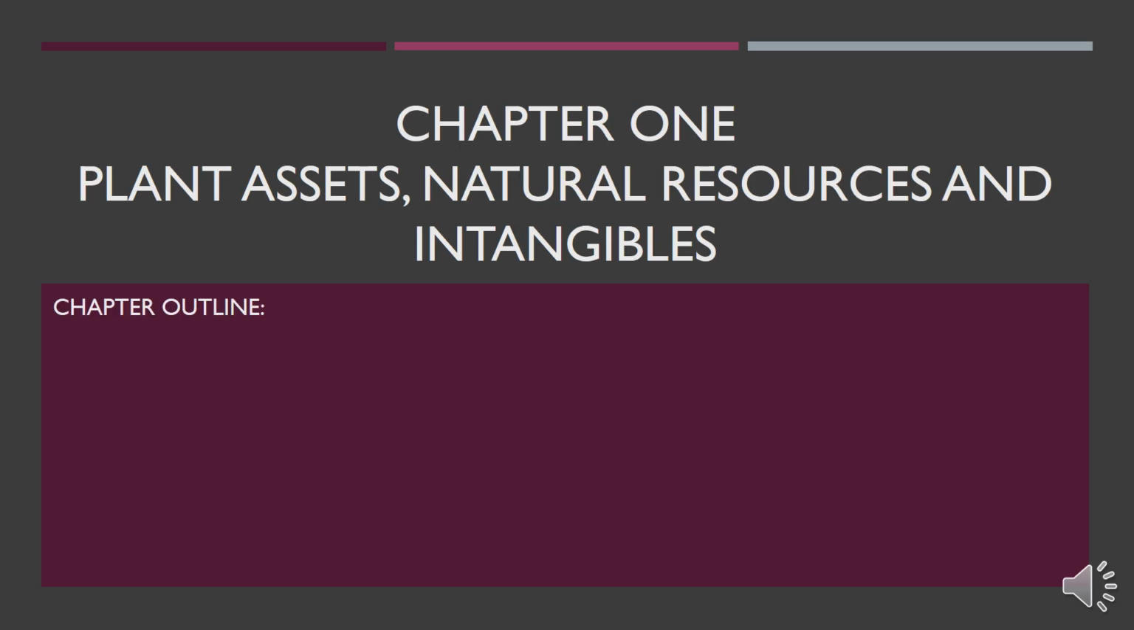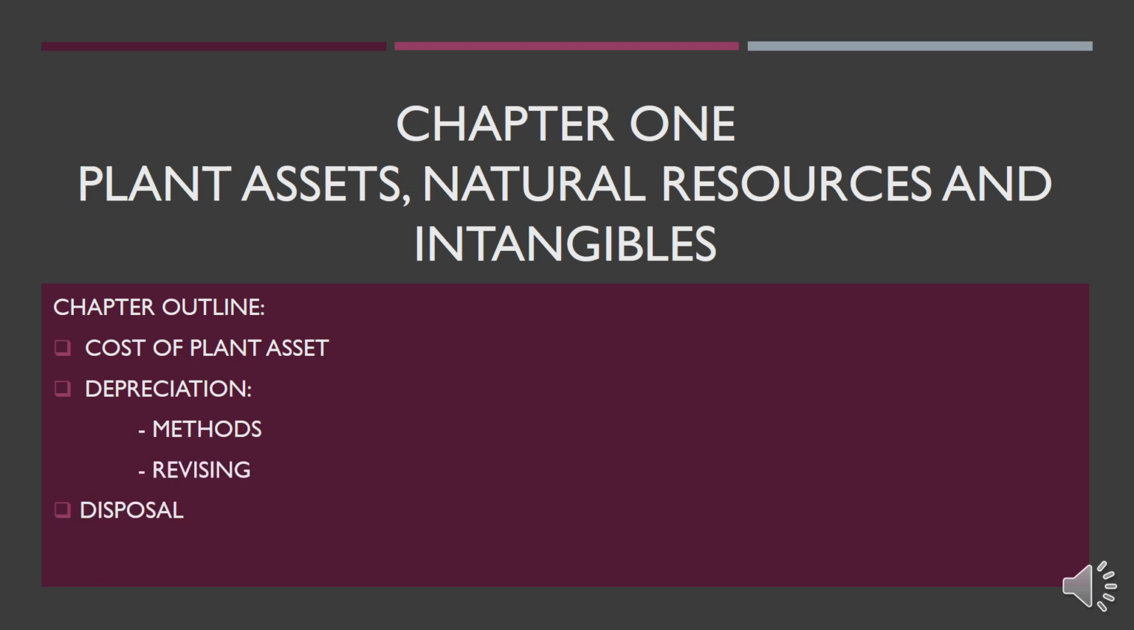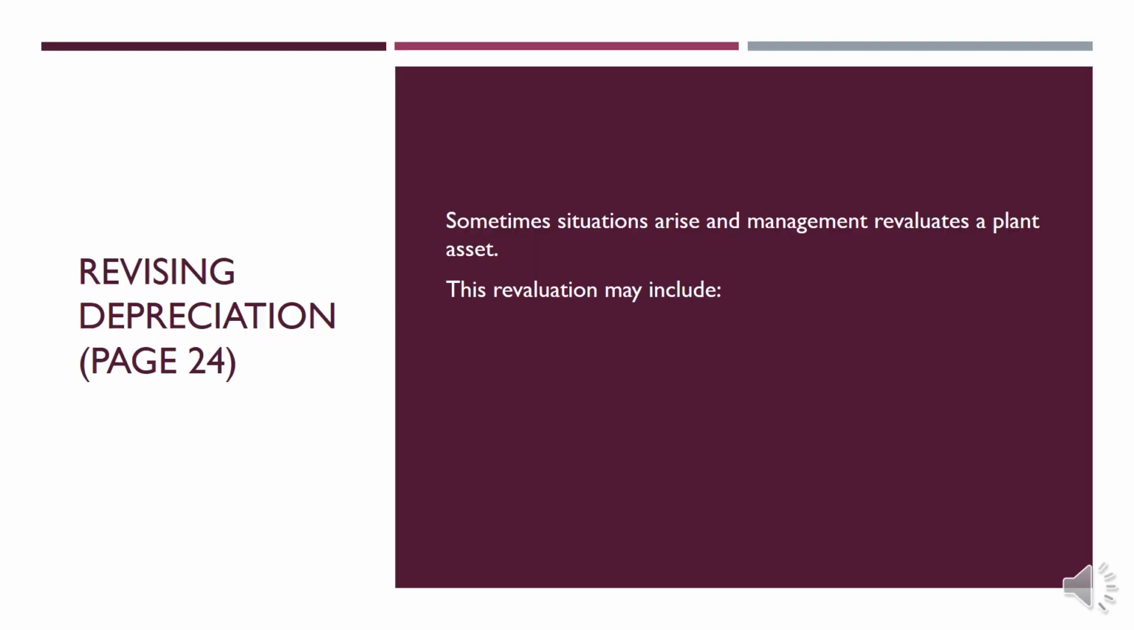Chapter 1 has three main ideas, which are the cost of plant assets, depreciation, and disposal. In this session, we are going to explain revising depreciation. The explanation of revising depreciation can be found on page 24.